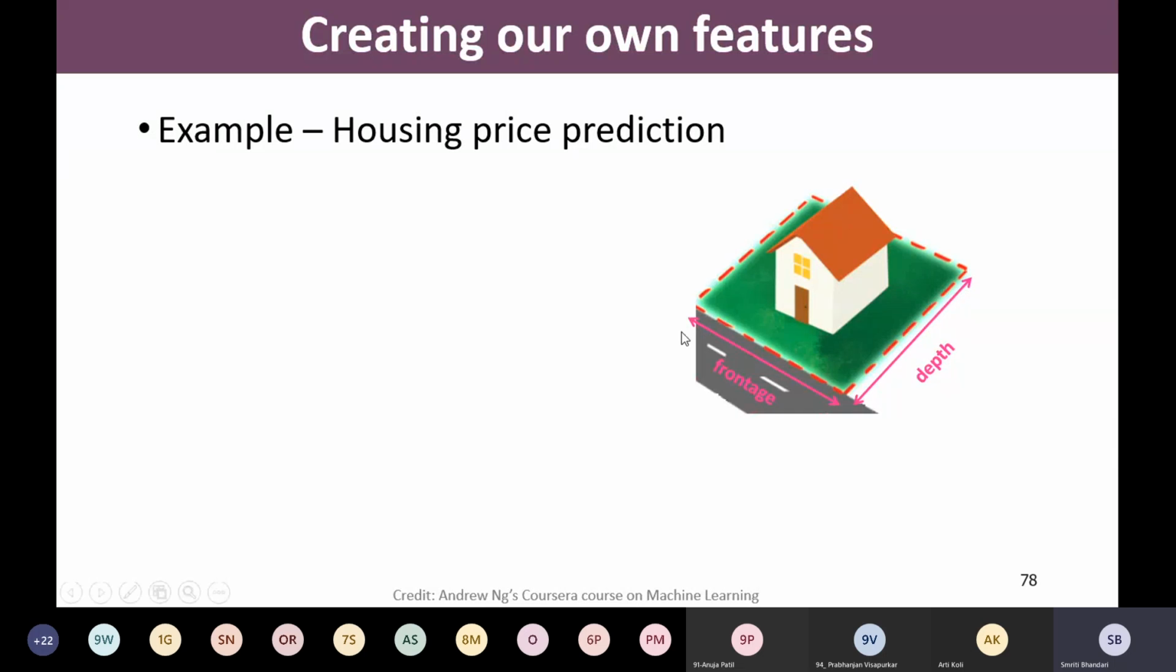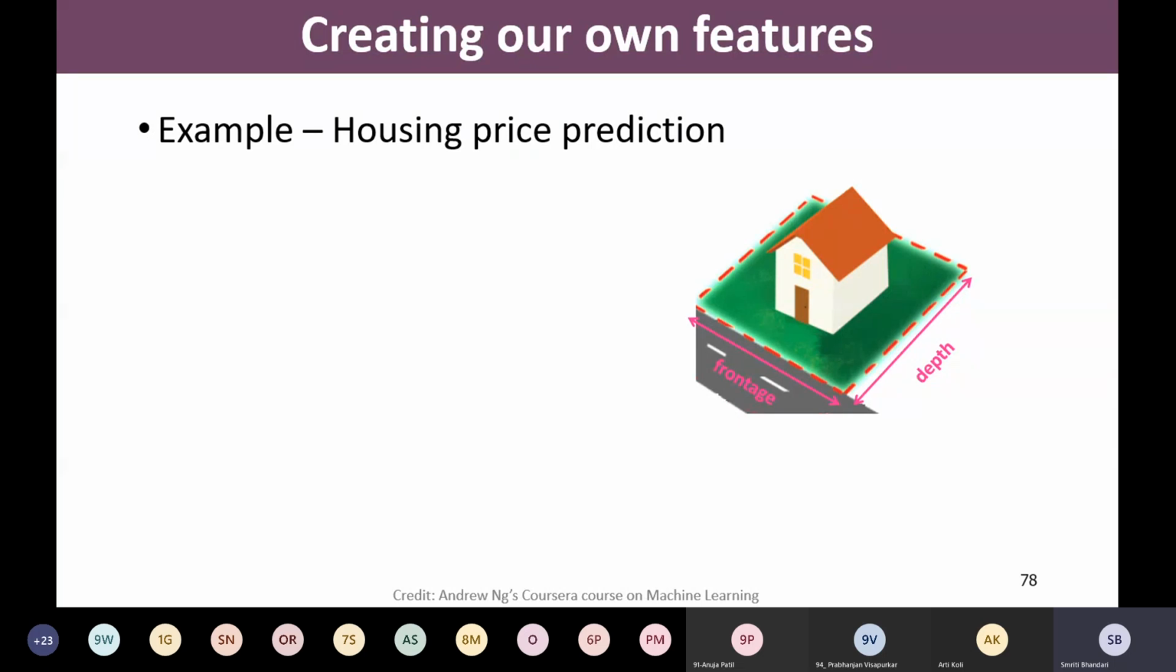Frontage is the front area of our land where the house is built, and the depth is how deep your land is. So let us assume that these are our two features, and based on these two features we are supposed to come up with the price for the land or the house, right?